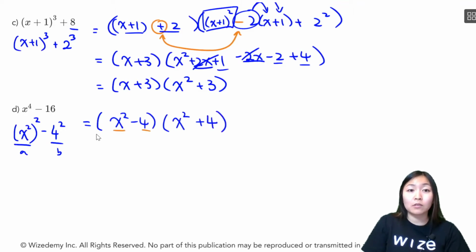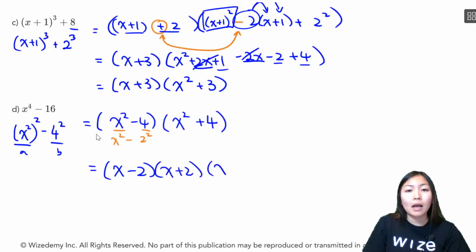Oh, look over here. I have another difference of squares. This is x squared minus 2 squared. So I can use difference of squares again. This is going to give me x minus 2 times x plus 2 times x squared plus 4.